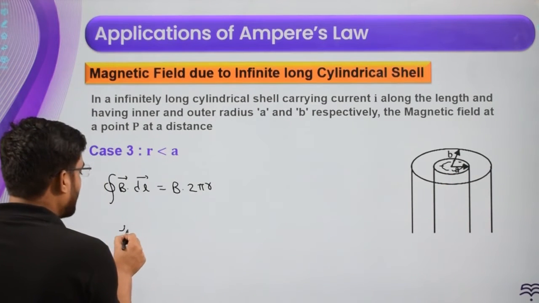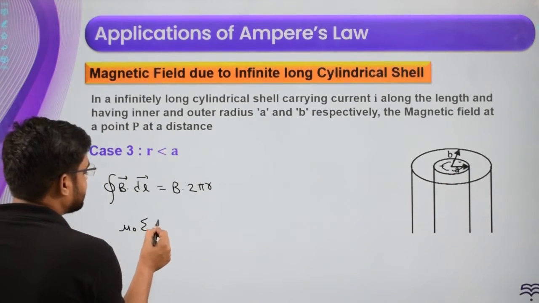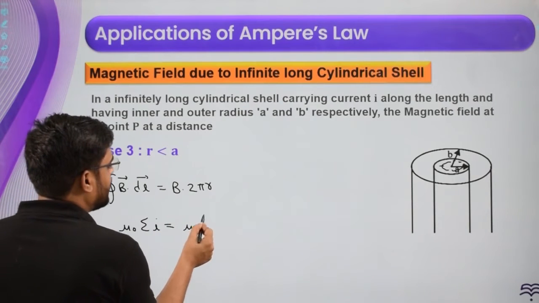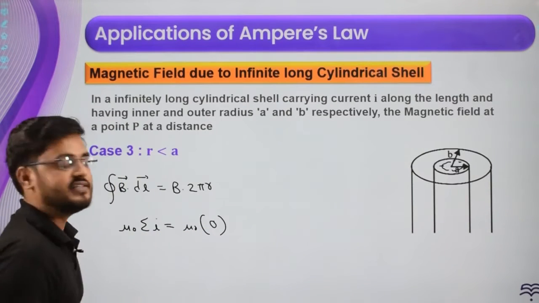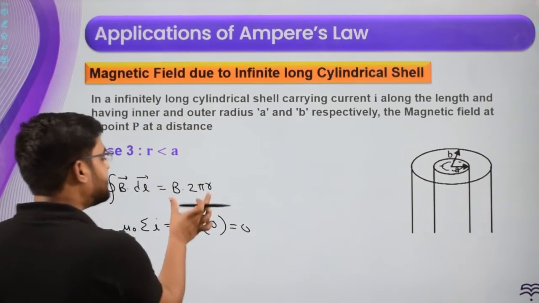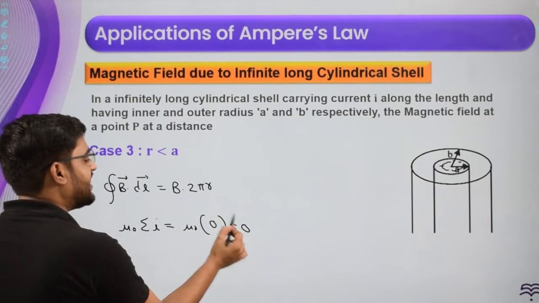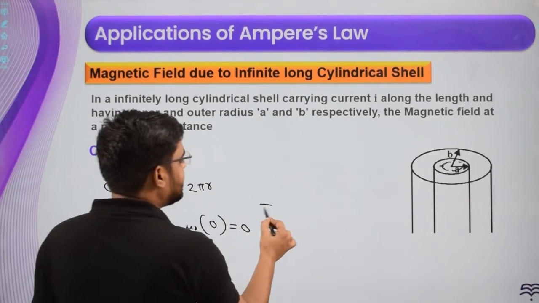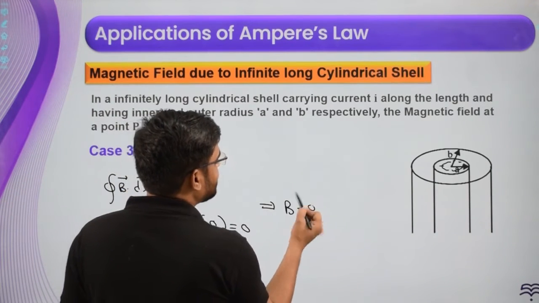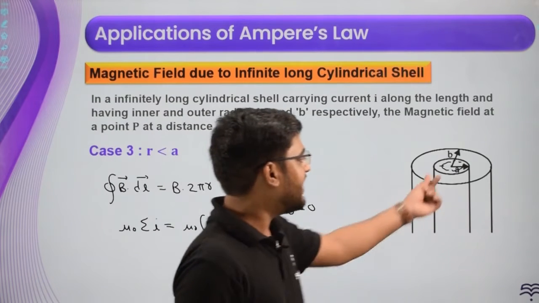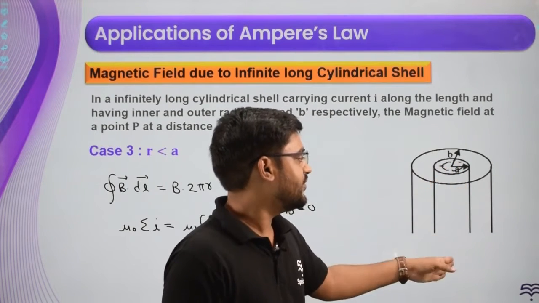But the mu naught into sum of all the currents, the mu naught is mu naught, but no current is passing, so the sum of all the current is 0. Hence this thing is 0. They simply say B into 2 pi R is 0. Now 2 pi R is a non-zero quantity, so that gives us that B must be 0. So here we'll say that inside the shell, the field is 0.